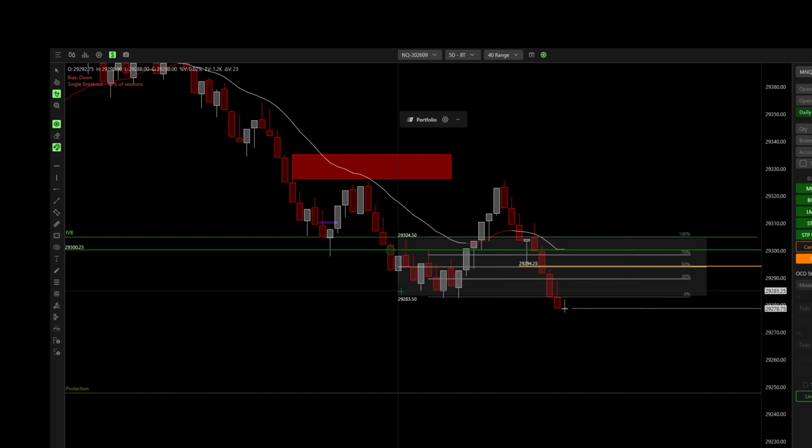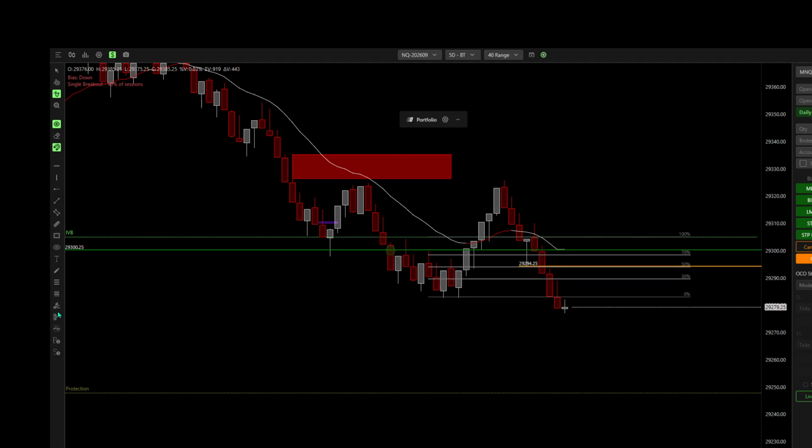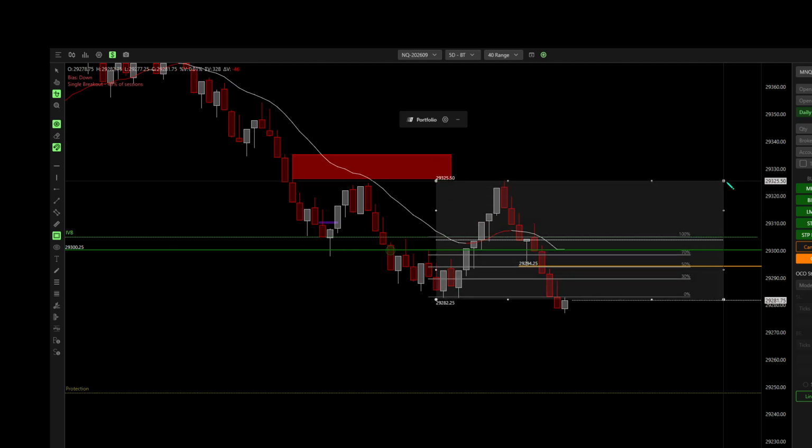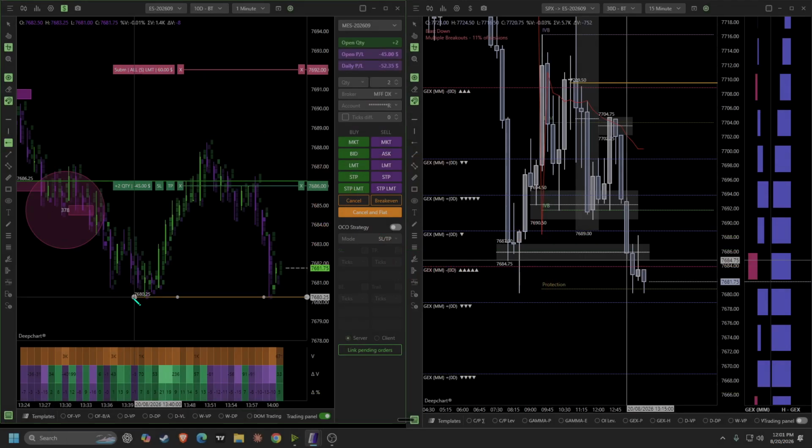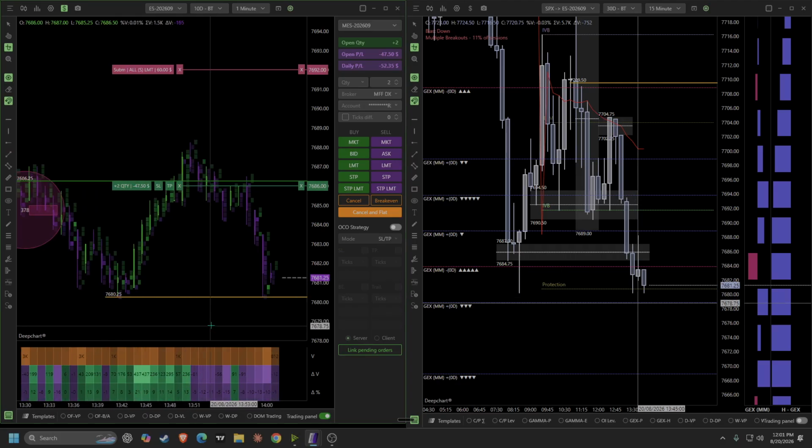Okay, so now the range flipped. So here's what we're looking at. Left the range. Looking to tap back into 50% before leaving it again. On the ES side, double bottom.